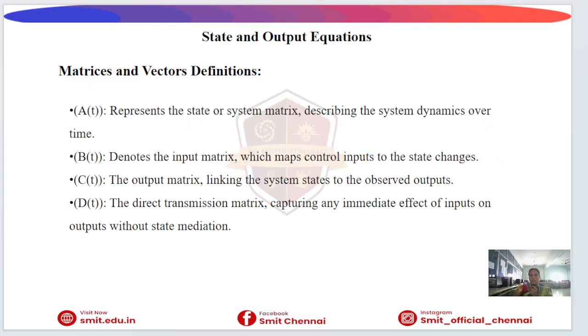State and output equations. The matrices A, B, C and D define the system dynamics, input, output and direct transmission. These equations form the mathematical model of control systems.